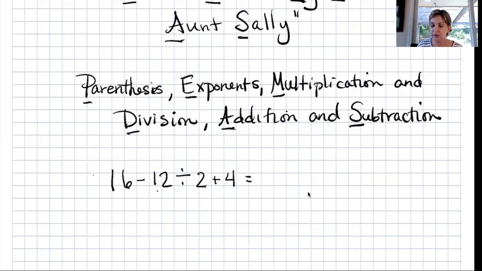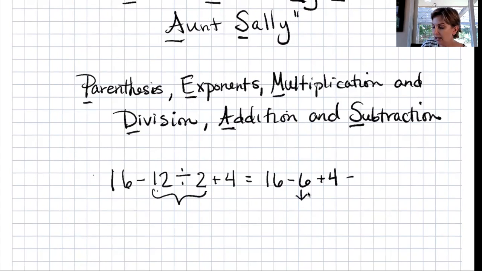So what you're going to do first on this one is you're going to do division first because it comes in PEMDAS before addition and subtraction. So you're going to do that 12 divided by 2 first. 12 divided by 2 is 6. So I'm going to replace the 12 divided by 2 with a 6. And then you leave the 16 and 4 the way they are. I just took this right here and replaced it with the 6.